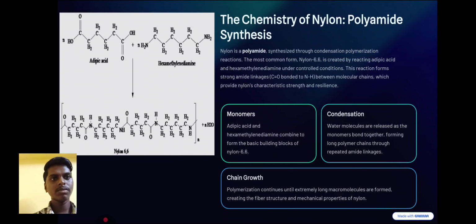Monomers. Adipic acid and hexamethylenediamine combine to form the basic building blocks of nylon 6,6. Condensation. Water molecules are released as the monomers bond together, forming long polymer chains through repeated amide linkages. Chain growth. Polymerization continues until extremely long macromolecules are formed, creating the fiber structure and mechanical properties of nylon.